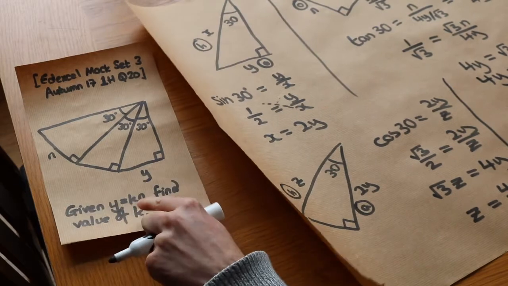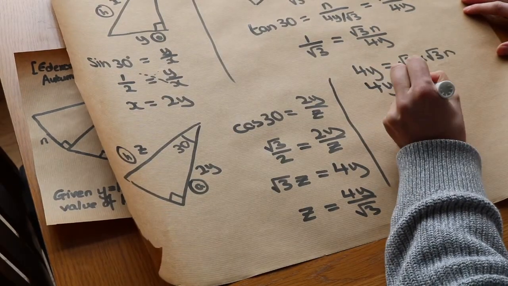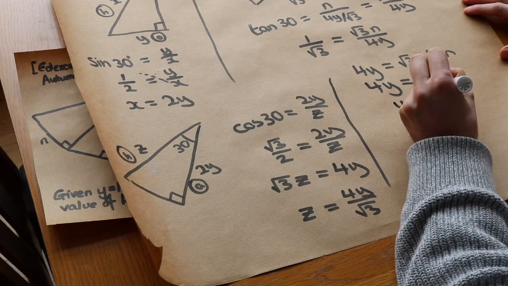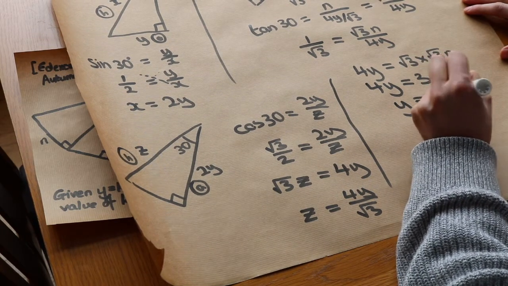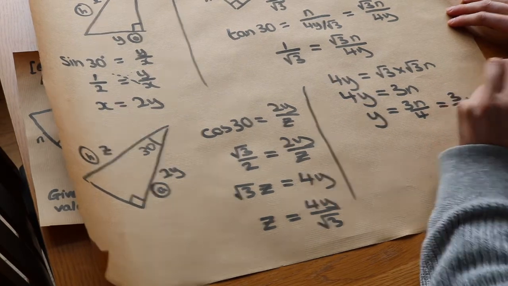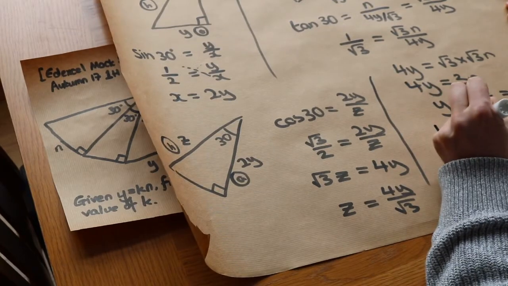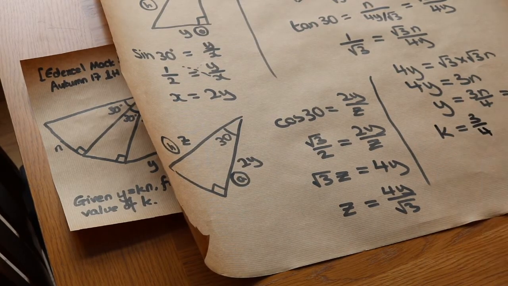And then we want to make y the subject. y is kn. So we can just divide both sides by 4. And we get y is 3n over 4, or we could write that as 3/4 n. And because y is kn, that means that k is equal to 3/4. And we're done.